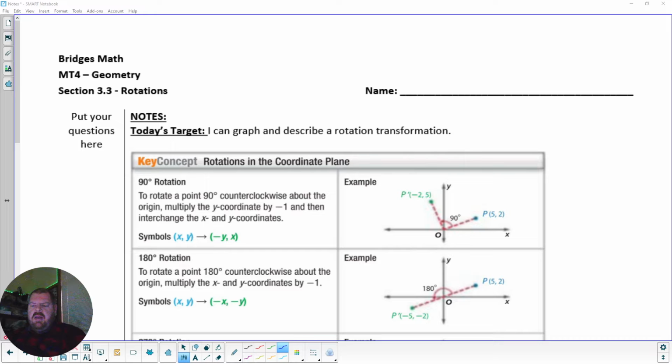Today we're going to go ahead and look at some rotations, which is probably one of the harder reflections to visualize. I think it's not too bad to do, but in the visualization of things, I think it's a little bit harder. So let's jump right into it. We're going to look at three different rotations.